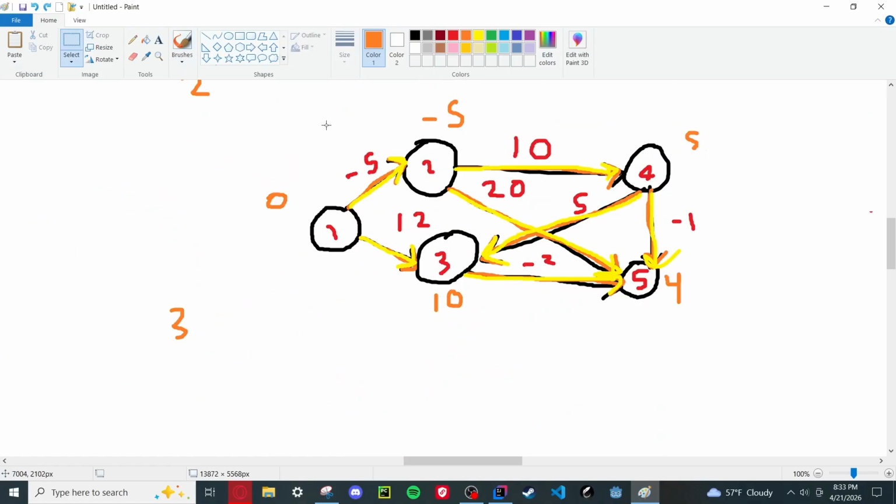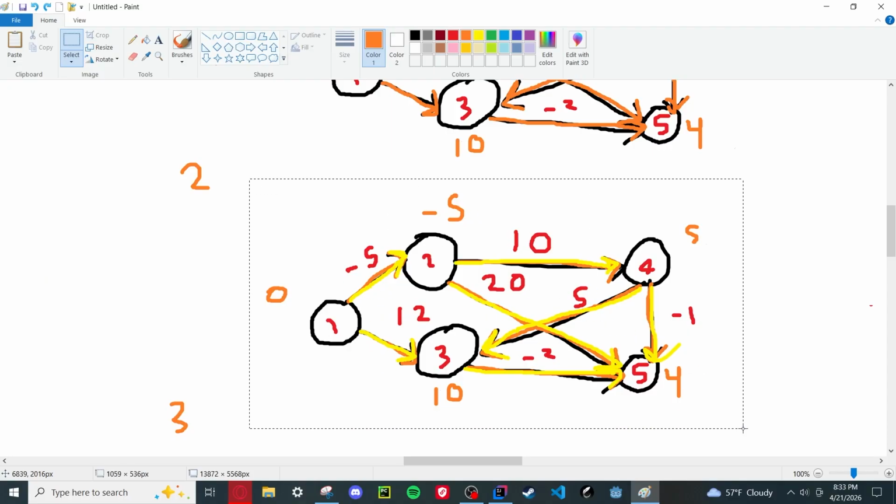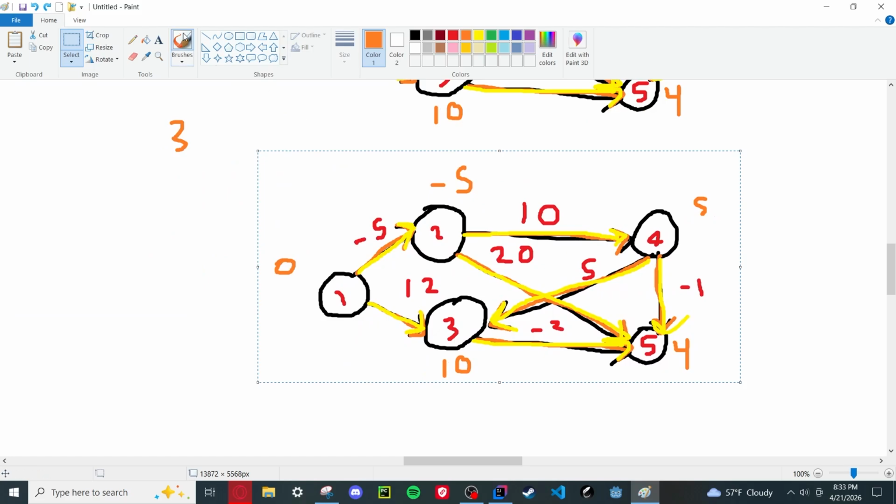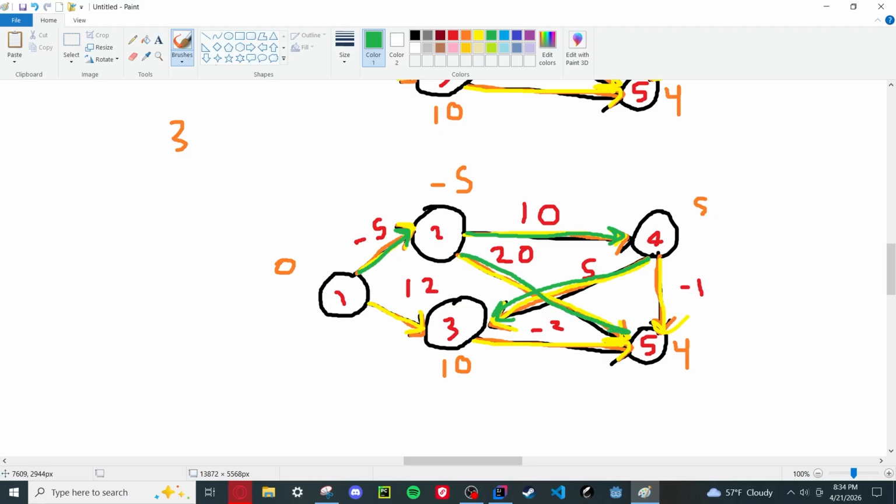Or let me paste this version to show you that we're actually going through it. I didn't change any of these because we're not actually changing them. The values are still the same. Let's use green. 0 plus -5 is still -5. -5 plus 10 is still 5. 5 plus 5 is still 10. -5 plus 20 is still 15. 5 plus -1 is still 4. 10 plus -2 is still 8. 0 plus 12 is still 12.